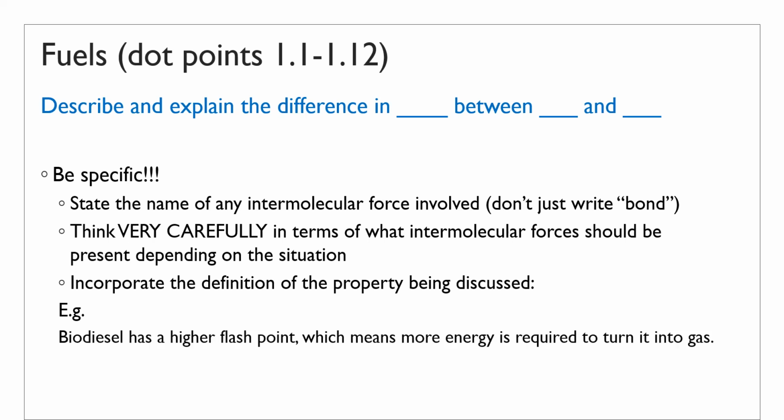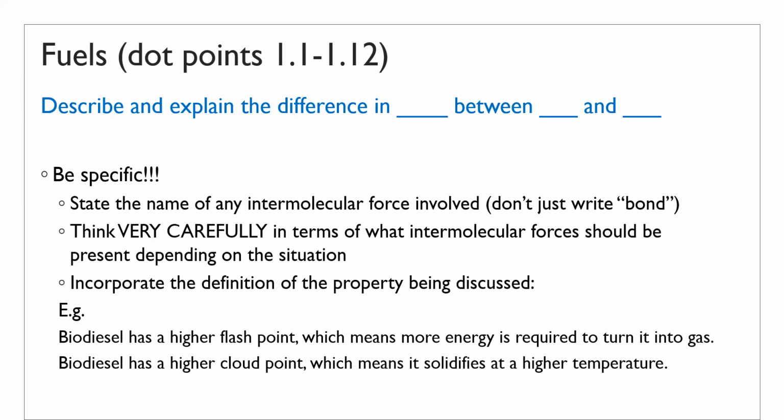So, for example, if I say that biodiesel has a higher flash point than petrol diesel, I could include the definition of flash point at the end, which is that more energy is required to turn it into gas. So I've shown that I know what flash point is. If the question is asking for cloud point, you can also tag in a little bit of a definition of what cloud point is, which means that it solidifies at a higher temperature. Sometimes this is useful, sometimes you don't necessarily need it, but I think it's a good habit so that you show a little bit more understanding of what is being asked, and it gives you a complete answer.